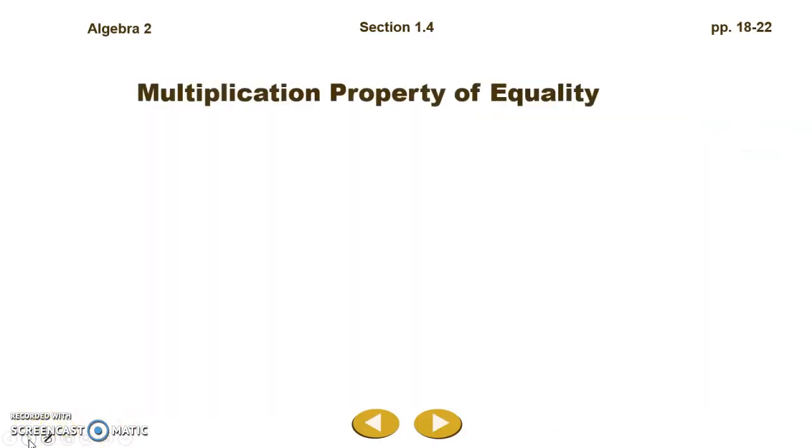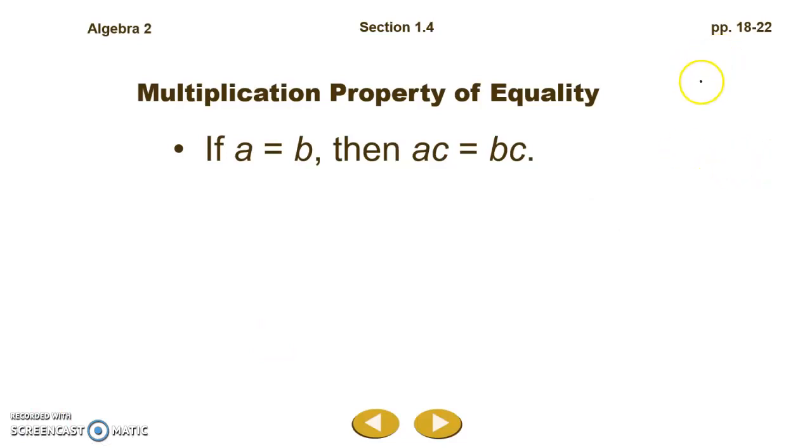The multiplication property of equality is similar, and it says that if A equals B, then A times C equals B times C. Again, let's go back to our scales here. Kind of drew that one a little funny. All right, we've got our two scales, and they're being balanced. And I have A, and I have B. If I multiply this one by C, I have to do the same thing to the other side to keep it balanced.